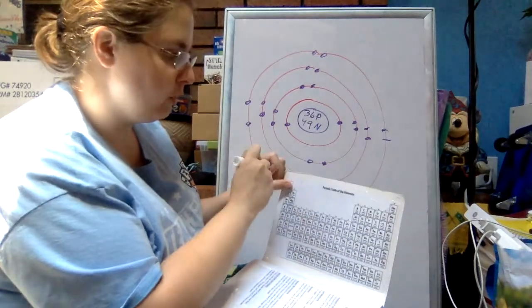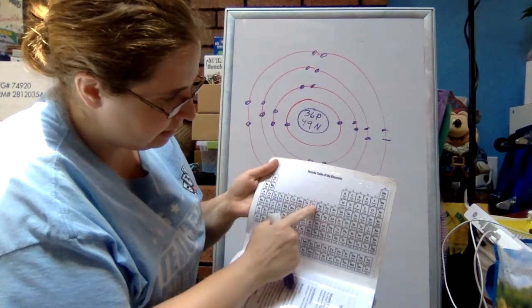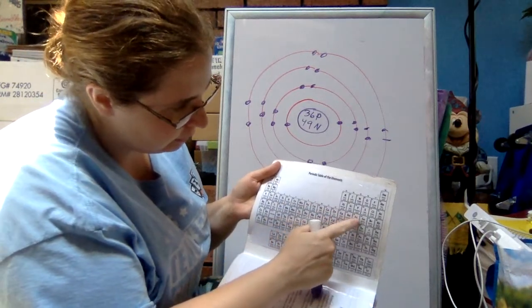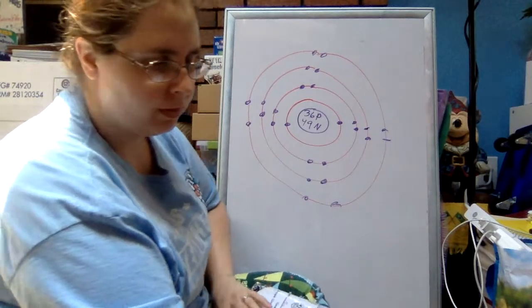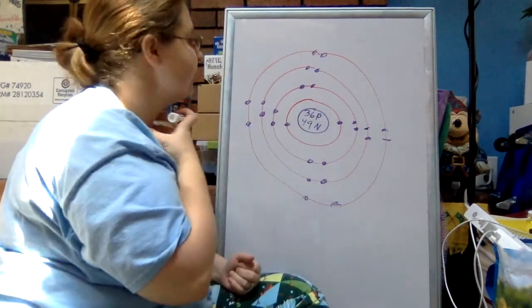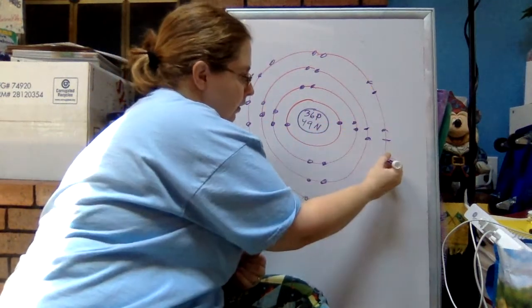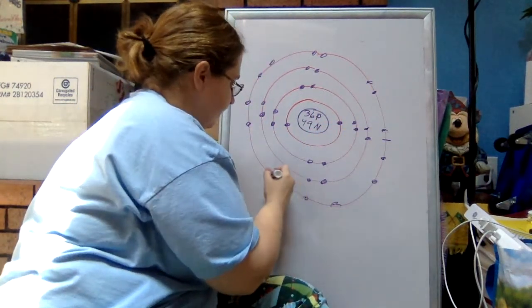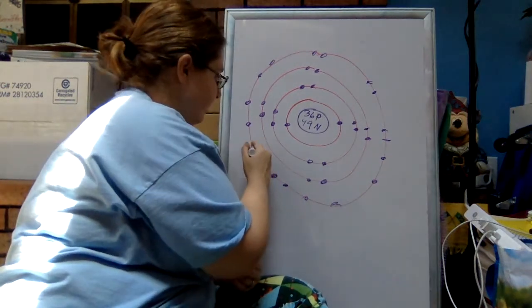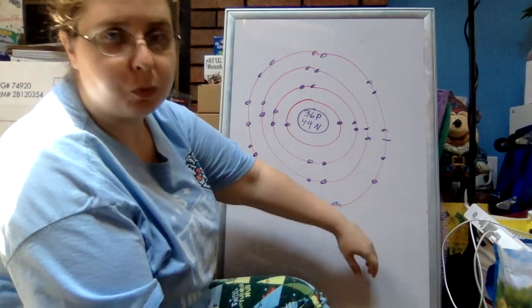If you're wondering, but Miss Komar, how do you know? 1, 2, 3, 4, 5, 6, 7, 8, 9, 10, 11, 12, 13, 14, 15, 16, 17, 18. So that, and it's all the way at the end. It's one of the noble gases.